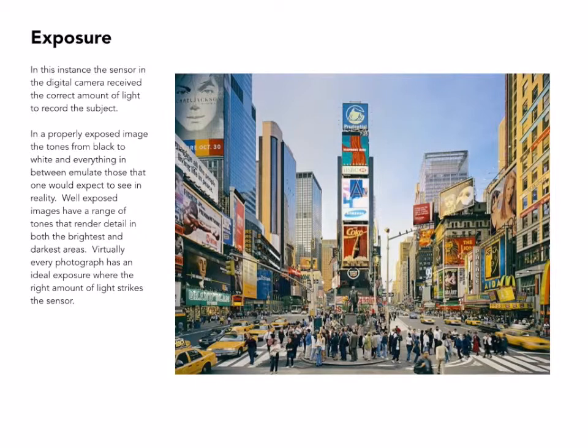Exposure. This is a beautifully exposed image. And we can tell that because the tones from black to white and everything in between emulate those that would be seen in reality. Well-exposed images have a range of tones that render detail in both the brightest and the darkest areas, which was also true of the Ansel Adams that we just saw. Virtually every photograph has an ideal exposure where the right amount of light strikes the sensor. This is a generalization, and there are certainly lots of examples of exceptions to this that we will be discussing.